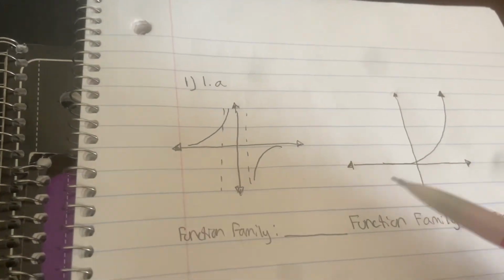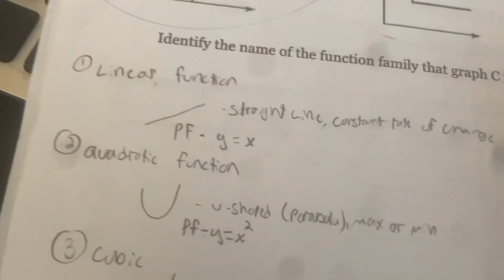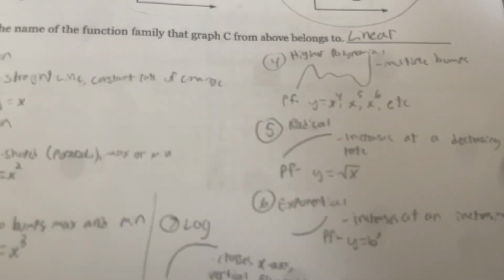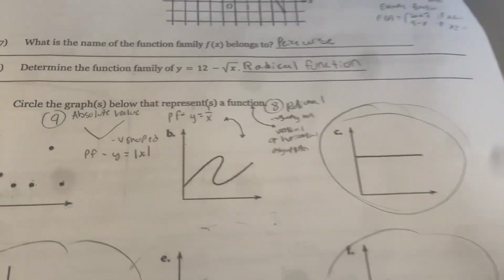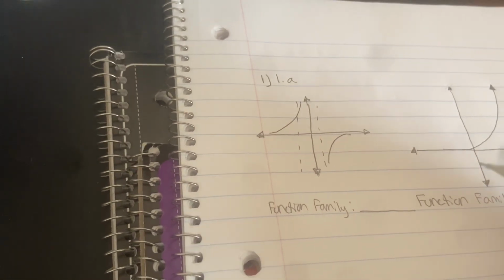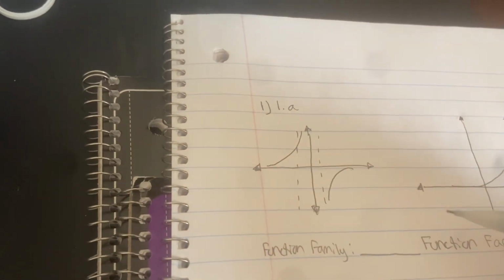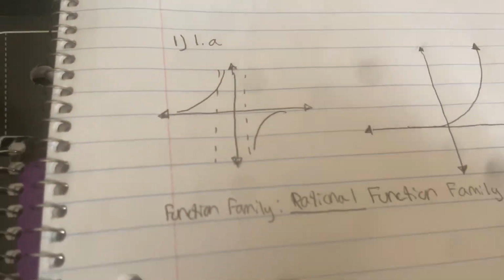So for the next one for 1A, you take a look at the graph here, and then you look here, and it is a rational. A rational, you can identify by the vertical and horizontal asymptotes. You can see how it splits like this, right? This would be a rational for the function family. So let's move on to the next one.